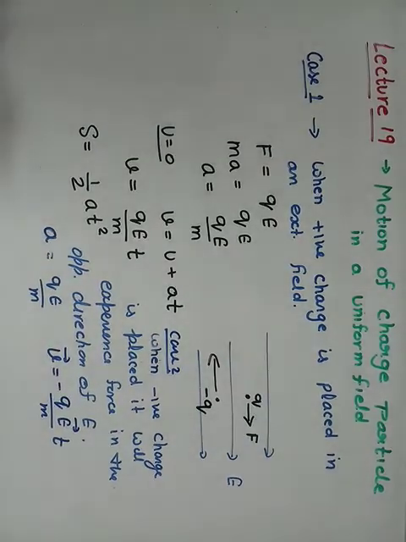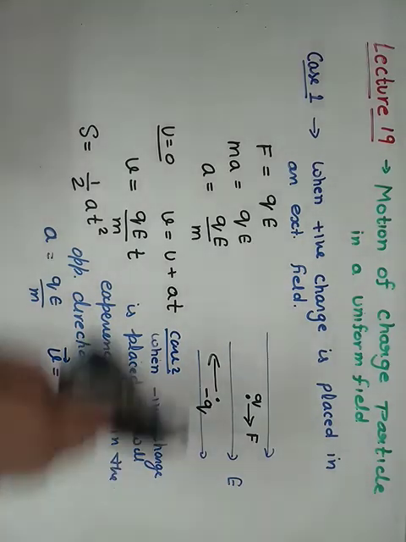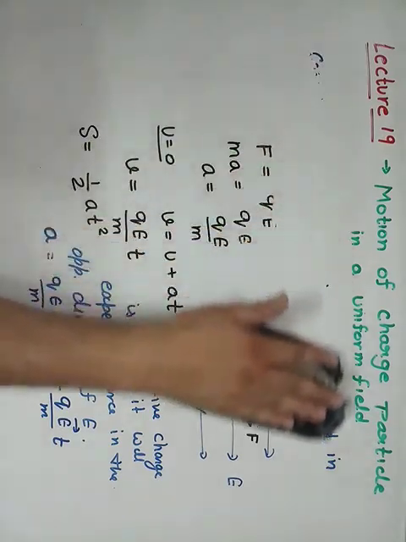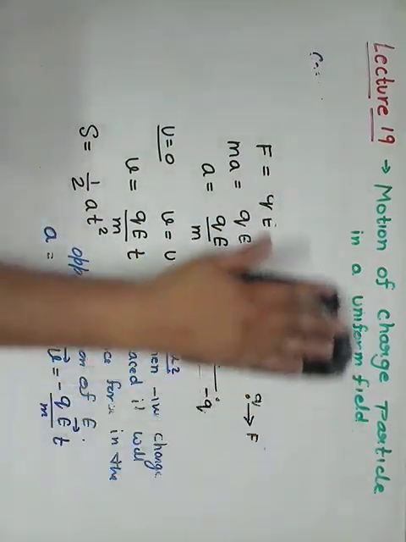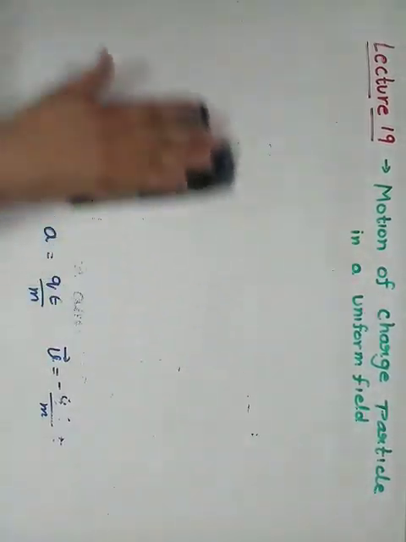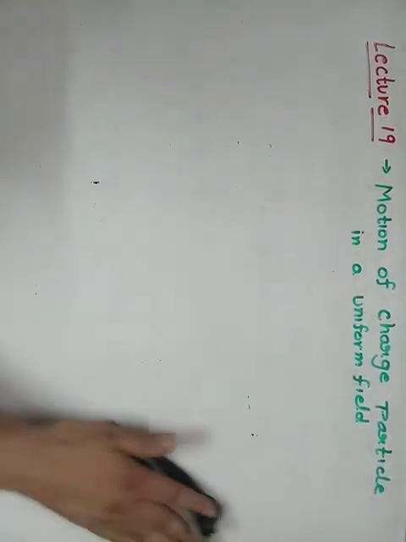Now case 3 is the important one. When a positive charge is projected opposite to the field, or when a negative charge is projected in the direction of field, case 3 is the important one. You will find a very good numerical in H.C. Verma based on it. I will also explain the numerical of H.C. Verma.